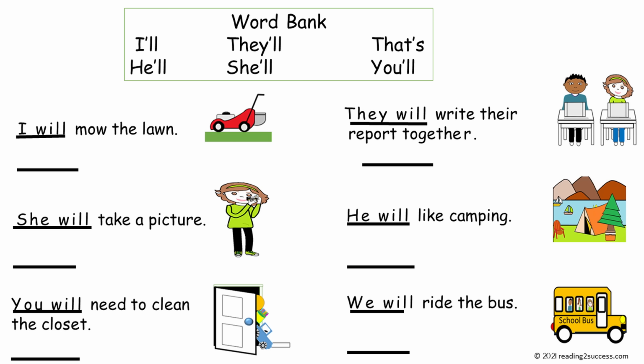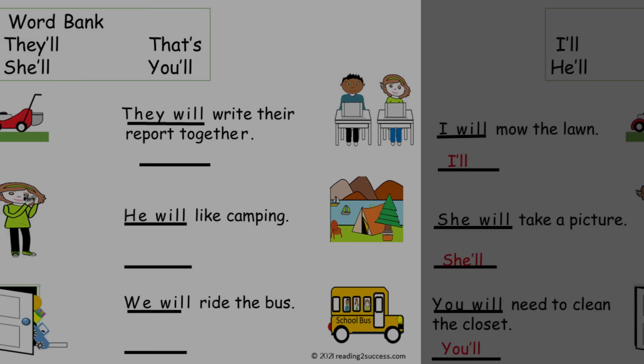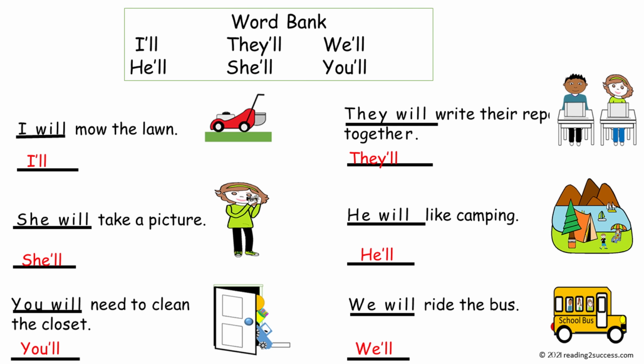Now with kids, choose the correct contraction from the word bank that will replace the two words in each sentence. Let's look at the first one. I will mow the lawn. I'll. I apostrophe LL is the correct answer. This is a completed practice page. I will, I'll, she will, she'll, you will, you'll, they will, they'll, he will, he'll, and we will.